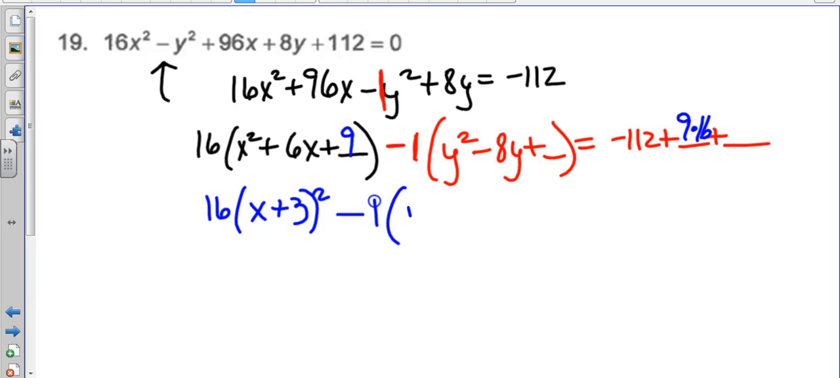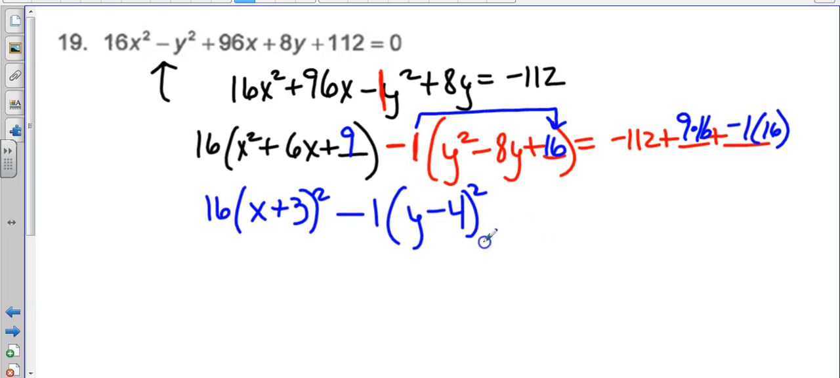Minus y minus half of 8 is 4. Squared is 16. Negative 1 times 16 actually means I'm putting what over here? Yep. Negative 16, or negative 1 times 16. Okay. 144 and negative 128. What do we get? 48? Yeah, 16? Okay. That sounds better.